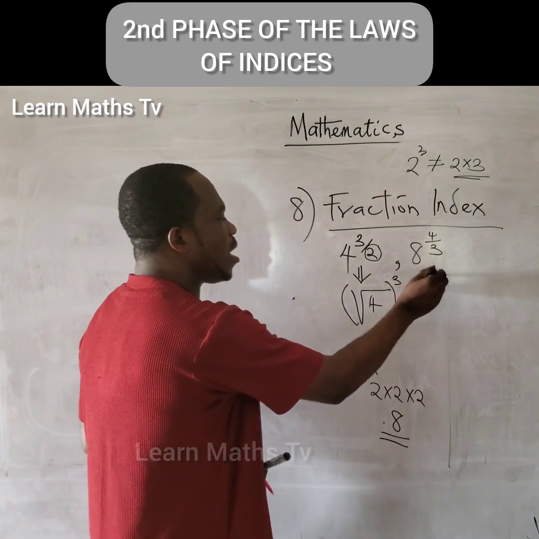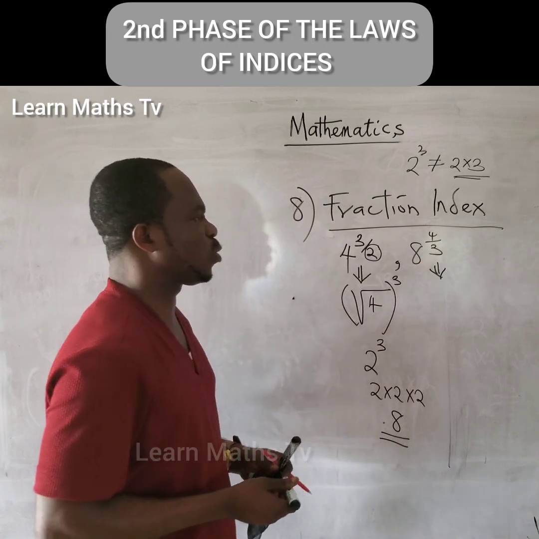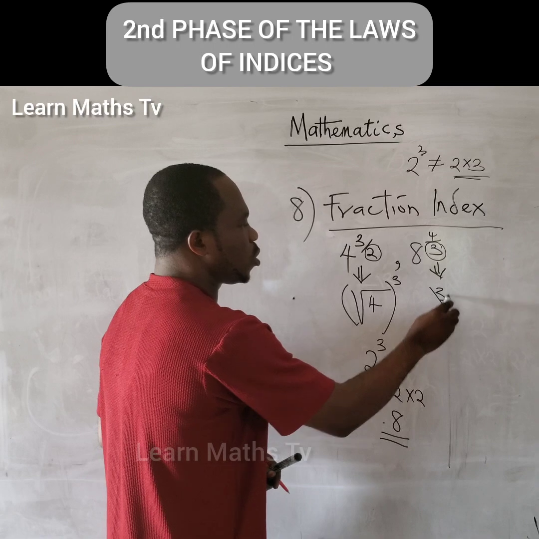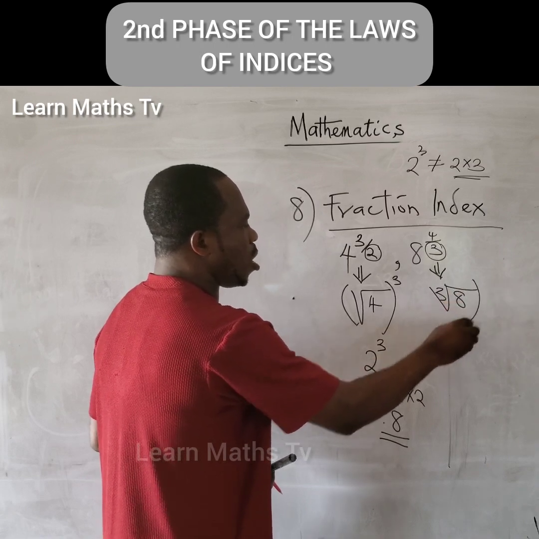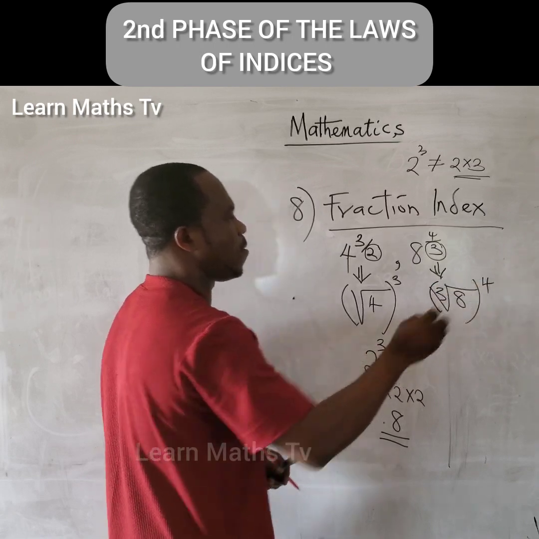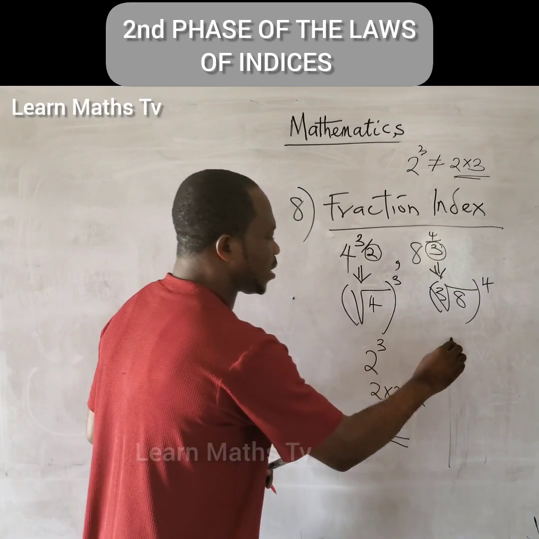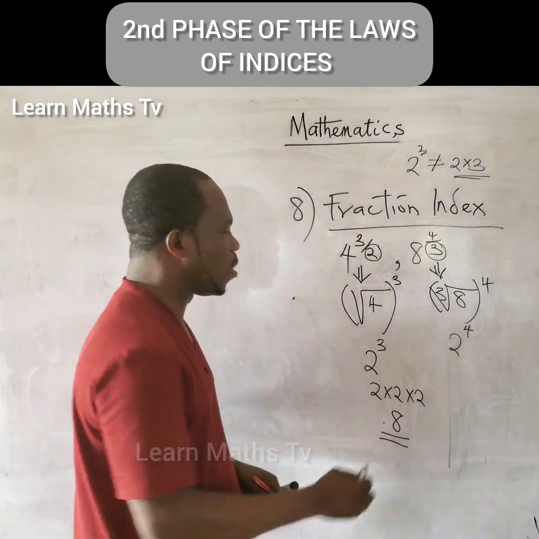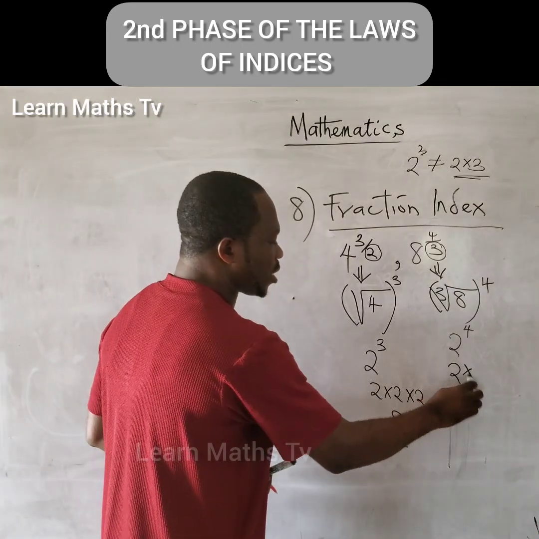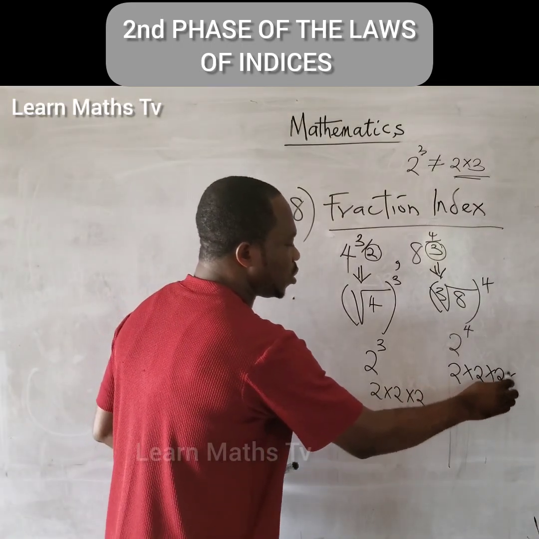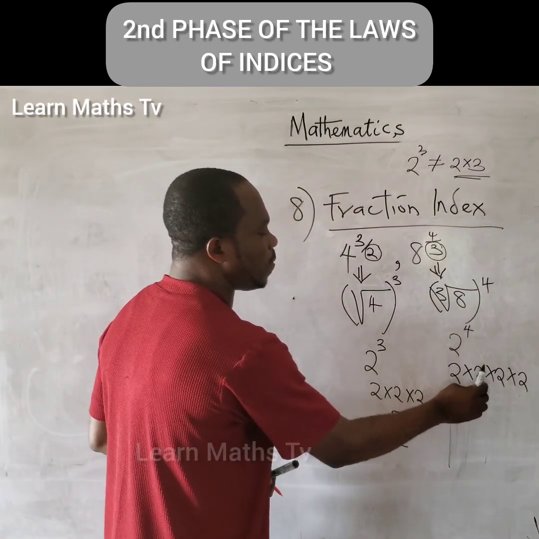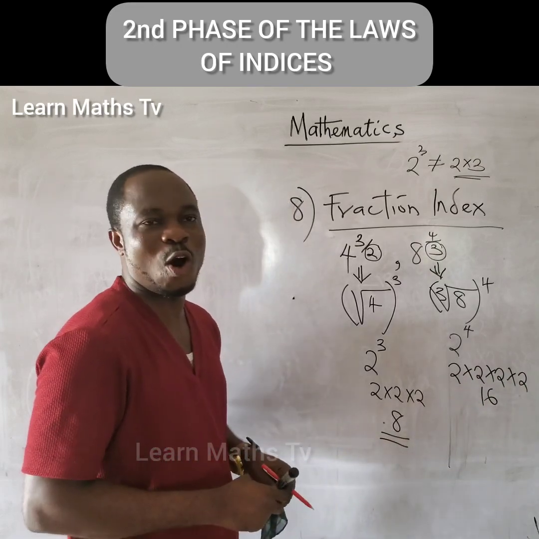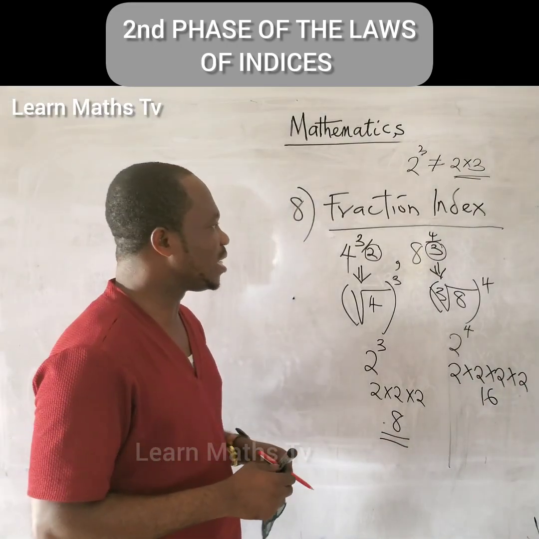Let's say again, we have 8 raised to power 4 over 3. This denominator becomes the cube root of 8, all raised to power 4. The cube root of 8 is 2, and now we have 2 raised to power 4. What is 2 raised to power 4? 2 raised to power 4 is 2 times 2 times 2 times 2. So 2 times 2 is 4, 4 times 2 is 8, 8 times 2 is 16. And that is all about our fraction index.